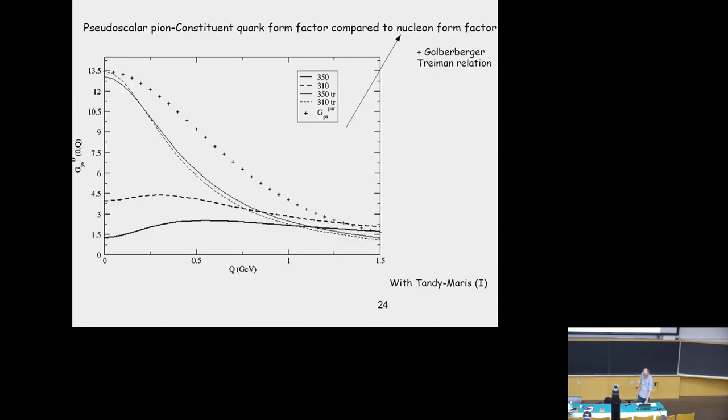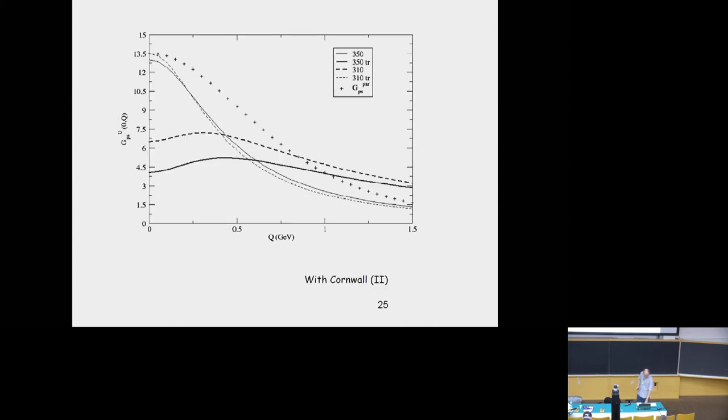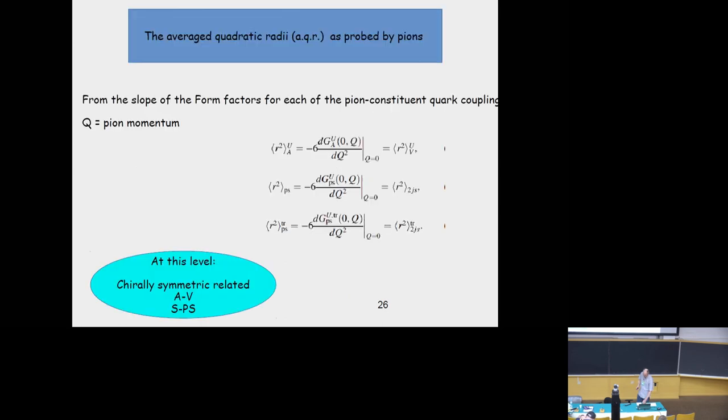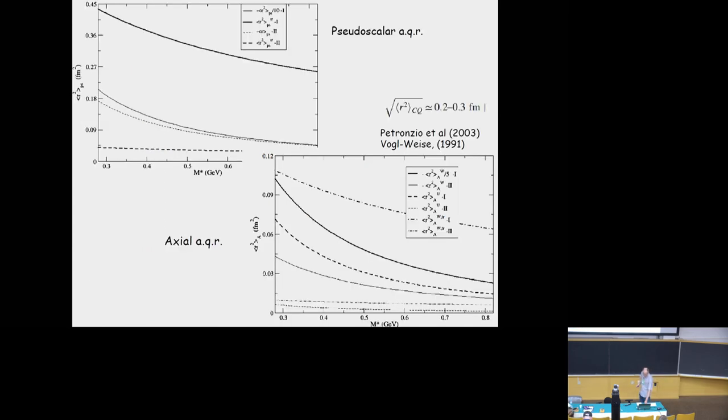And then I have also a pseudoscalar pion constituent quark coupling compared with the parameterization from Goldberger-Treiman and the nucleon axial form factor. And okay, this is the same. And then if we take the slope at zero pion momentum, we have the average quadratic radius, and the chiral relations are still present for the axial and vector ones, and the scalar and pseudoscalar ones, right? They are still equal. And then I have here the average quadratic radius as a function of the quark gap mass.